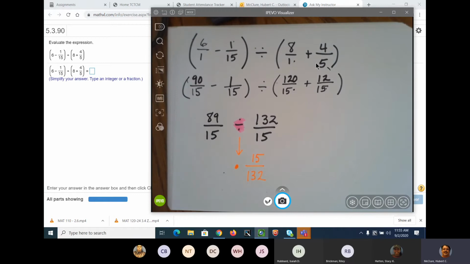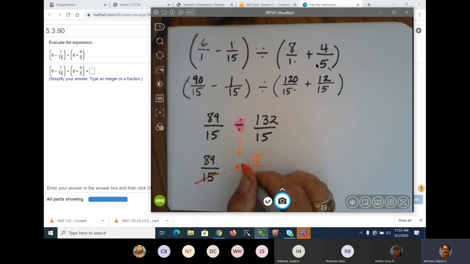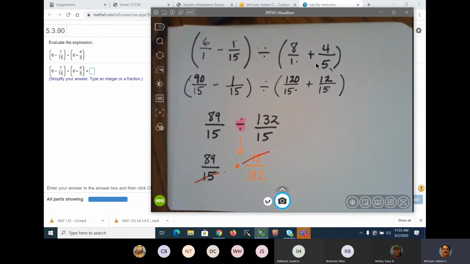And 89 over 15 goes here. Somebody tell me what happens to the 15s. It's a miracle. Thank you, class. Yep. I appreciate y'all interacting with me. It means a lot. You cross them out. Thank you. I appreciate that.